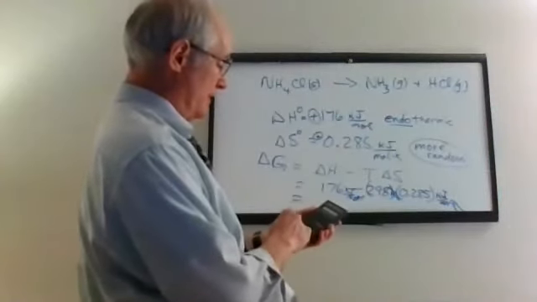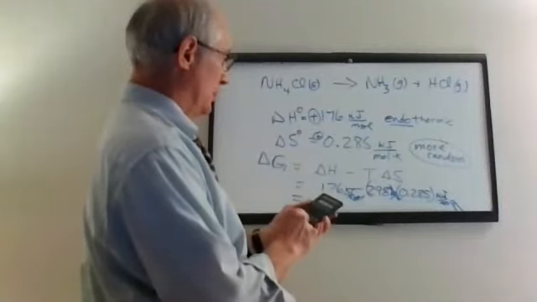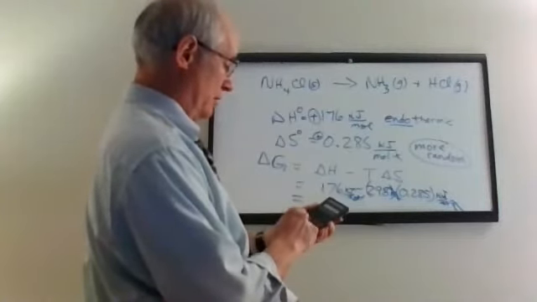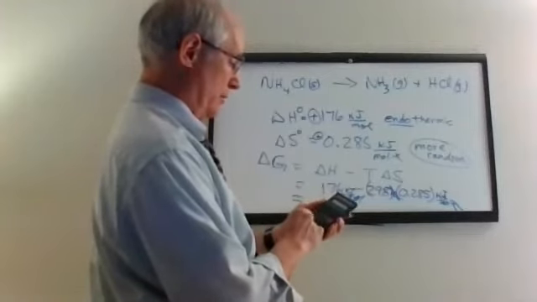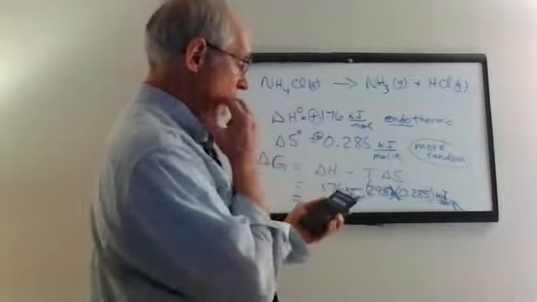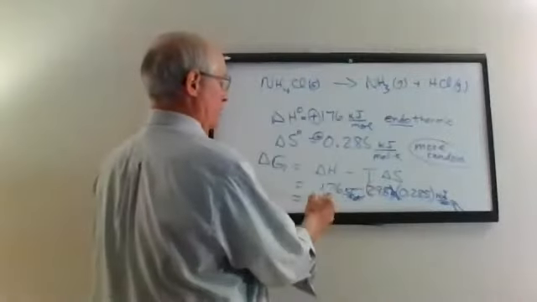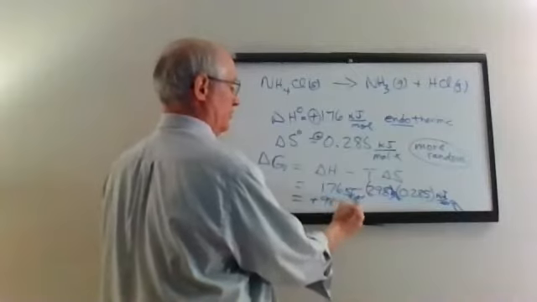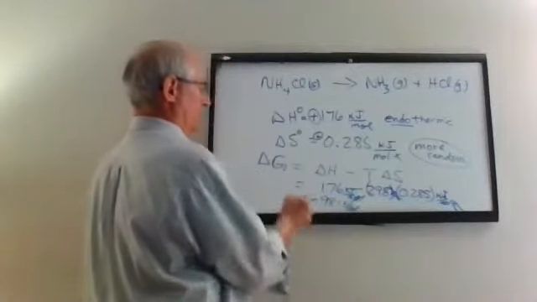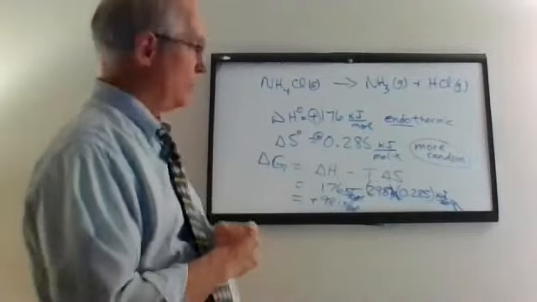So you've got 176 and you're subtracting 298 times 0.285. And I get 91.1, and so do they. And it is a positive 98.1 kilojoules per mole. So is this going to go ahead and drive? Is it spontaneous? No, it's not spontaneous.